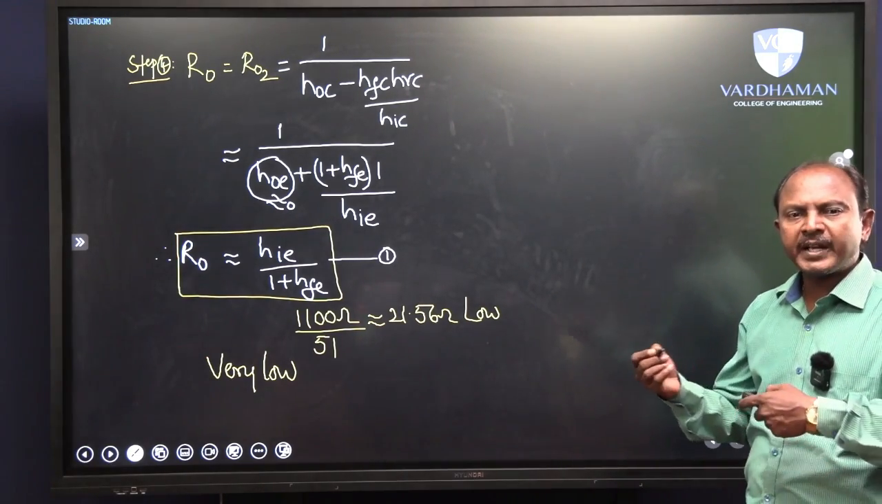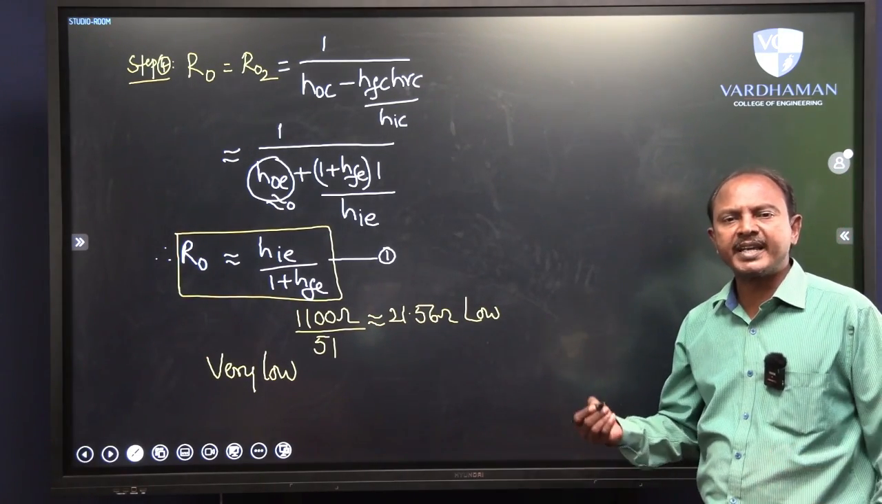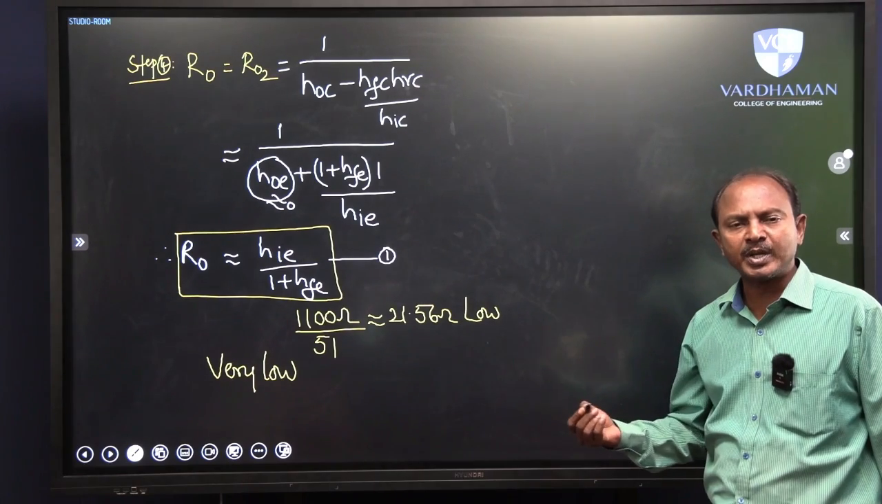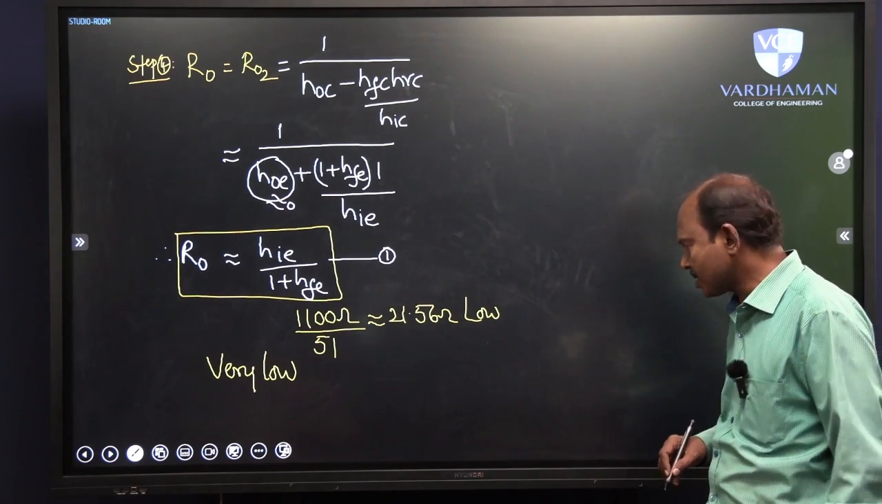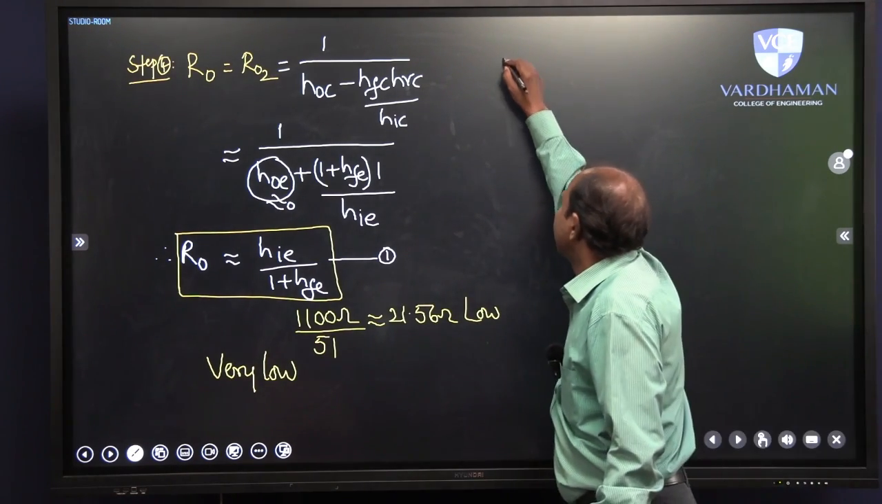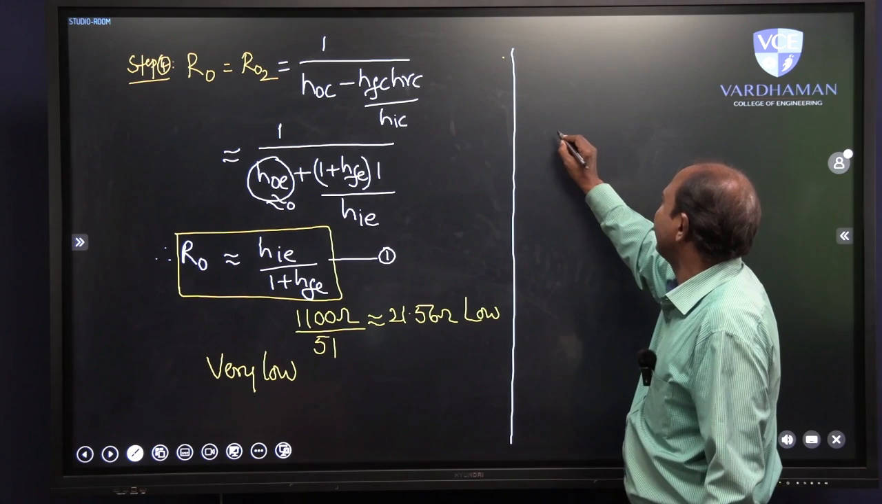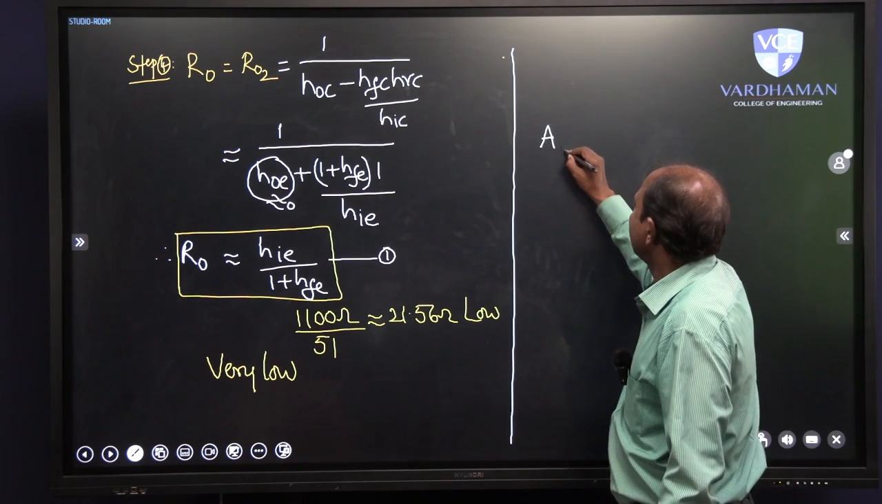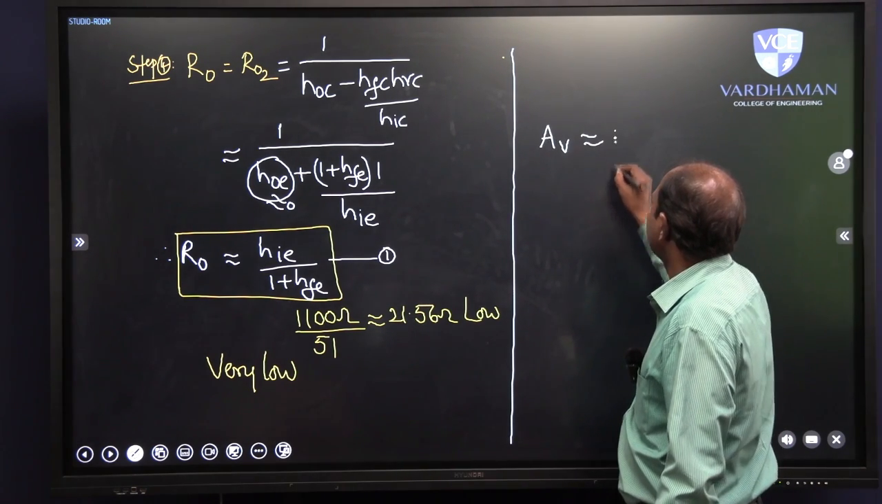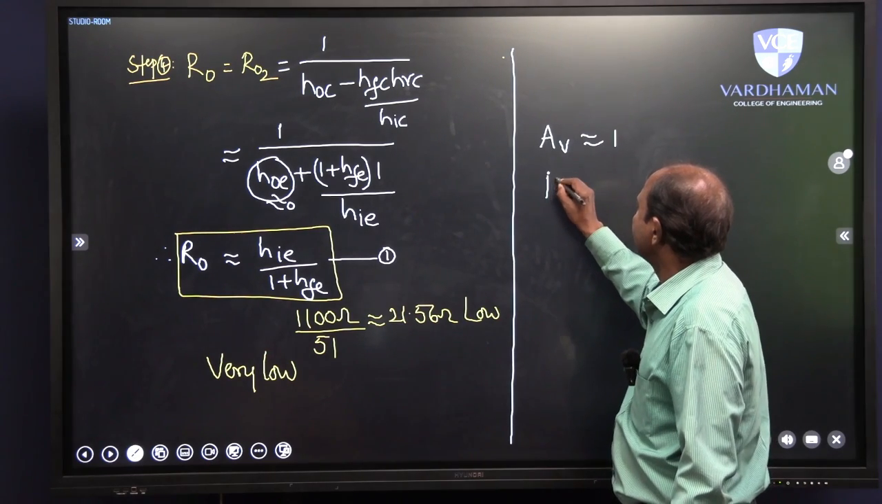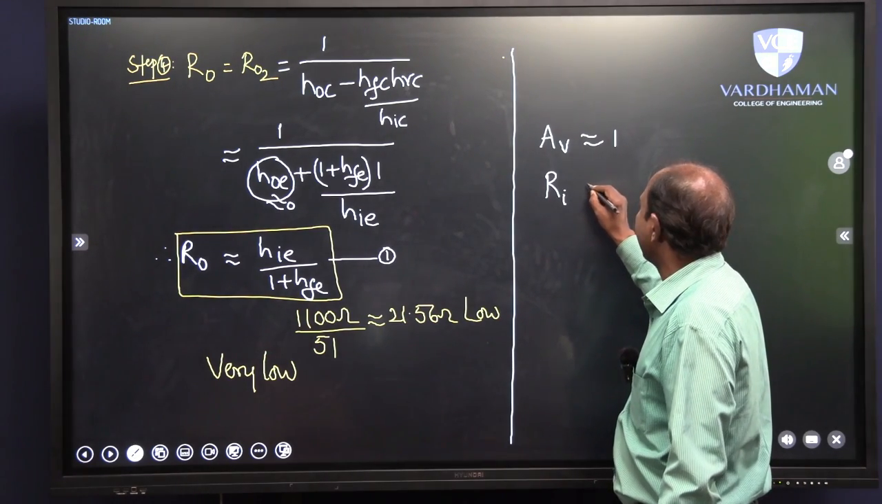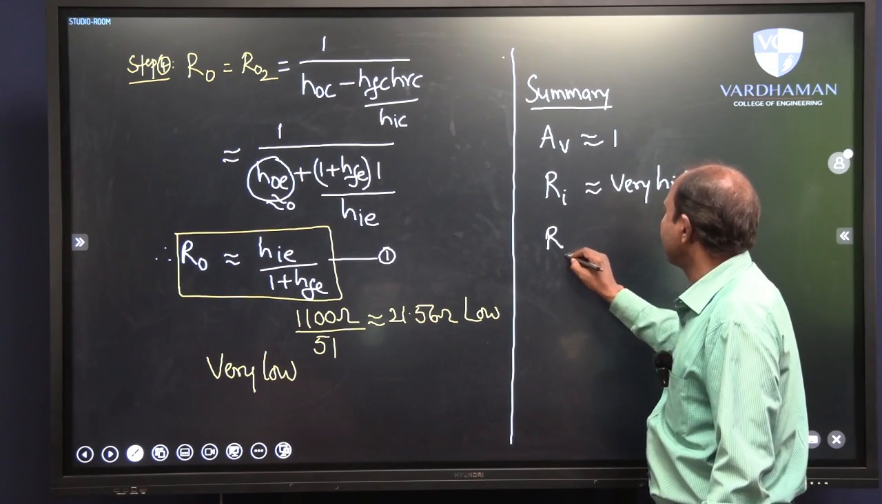With this, after analyzing for overall voltage gain, overall current gain, overall input resistance and overall output resistance, we can have a summary like this. In Darlington pair amplifier, AV is approximately equal to 1, Ri is very high and R0 is very low.